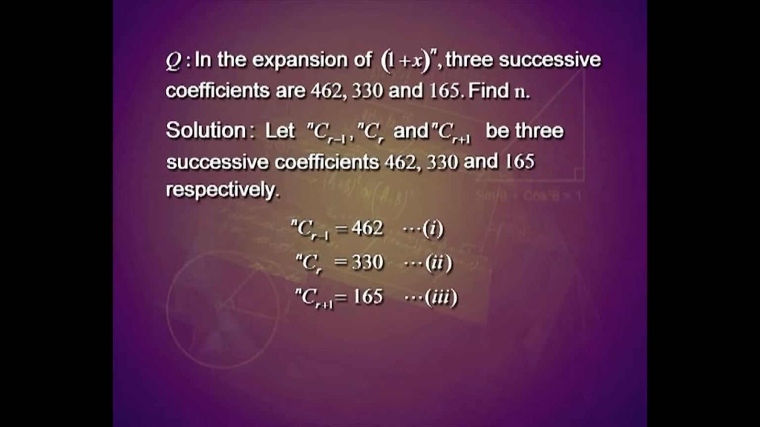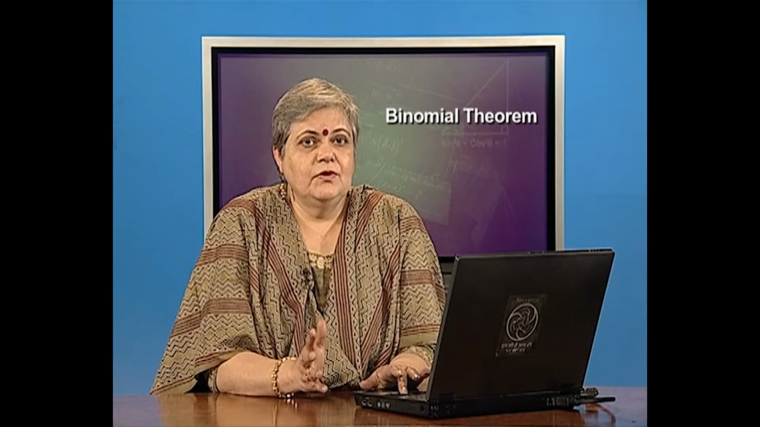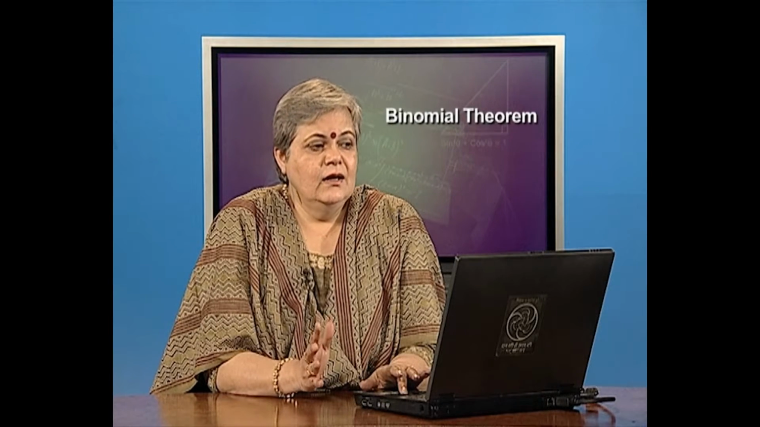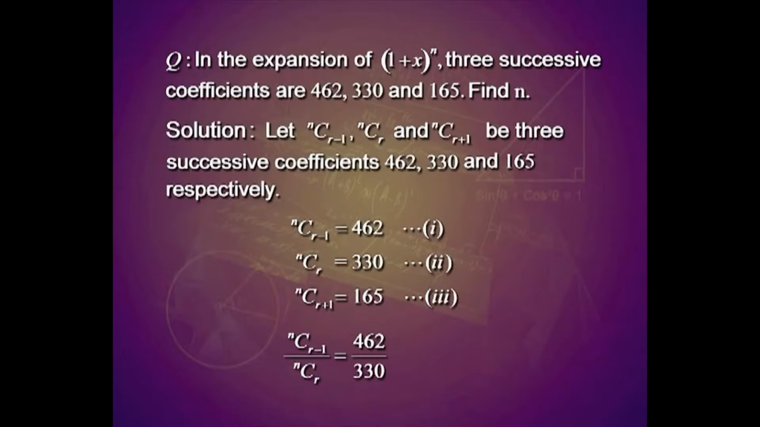So, let us replace each one of them with their values and see what we get. We know that nCr minus 1 is 462, nCr is 330, nCr plus 1 is 165. 3 conditions should be sufficient for us to work with and get the values of x, n and r as well, but we have to find only n and r. In this case, we are again looking at elimination between the 3 equations.